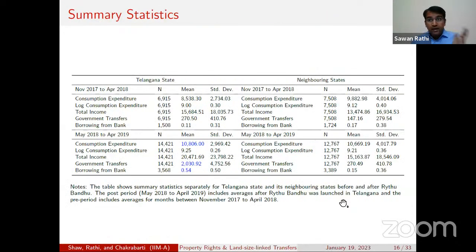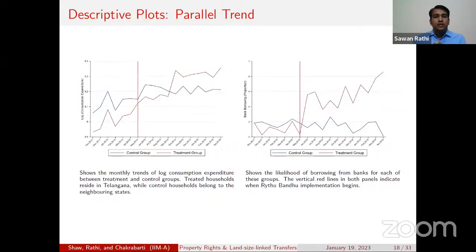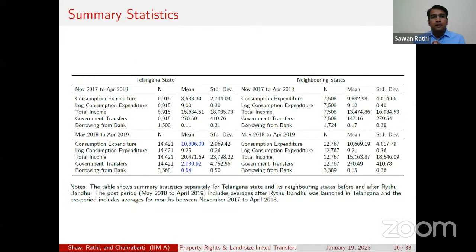So again, summary statistics is the most important thing that we feel here to understand. Okay, so we are showing two halves. On the left side, you would see Telangana state. On the right side are the neighboring states. As I said, Telangana is the treatment group and the neighboring states are the control group.